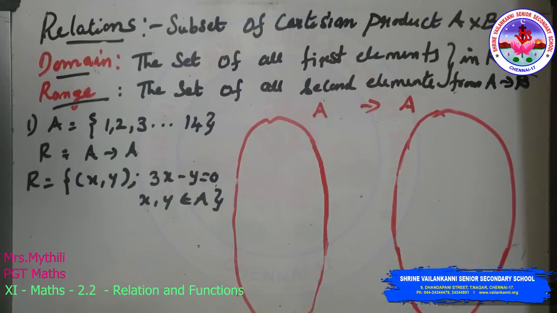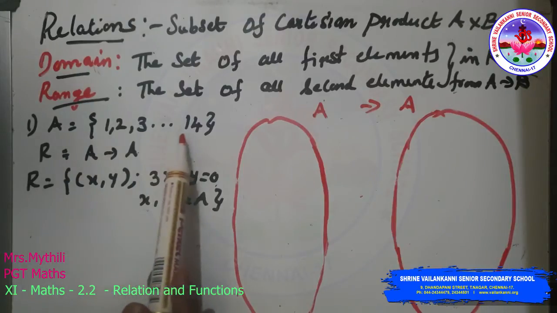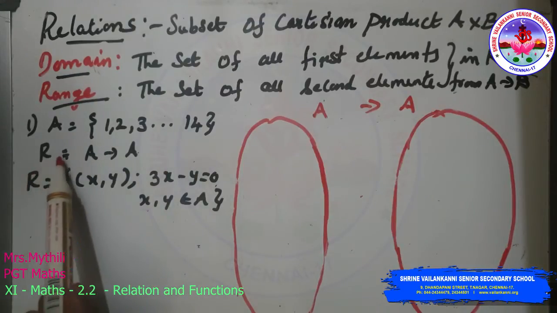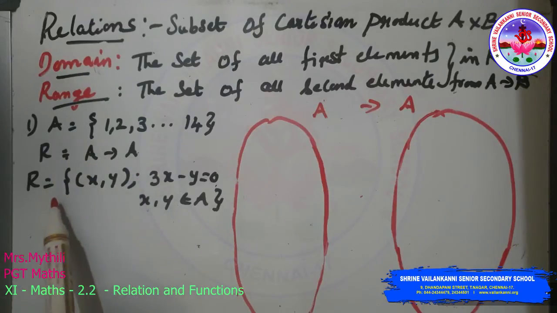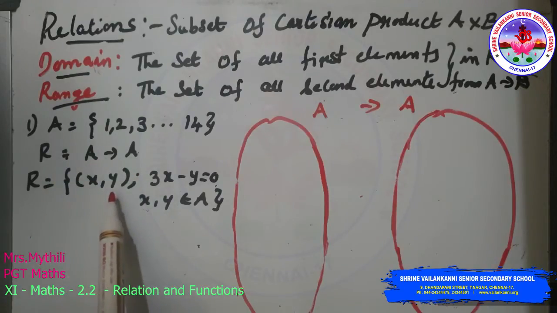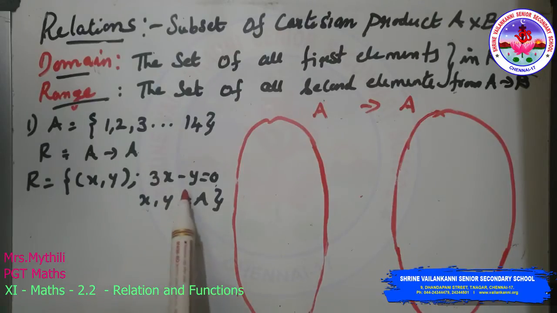So let's move to exercise 2.2. Let A equal to {1, 2, 3, ..., 14} and R is a relation from A to A by R equal to {(x, y) such that 3x minus y equal to 0, where x, y belongs to A}. You have to write the domain, codomain and range.